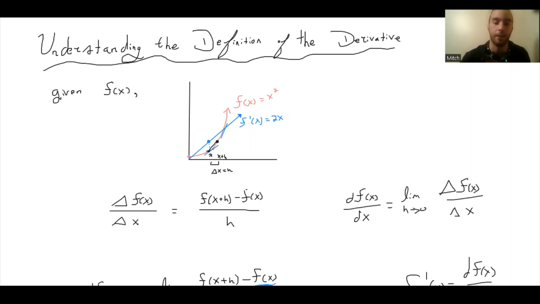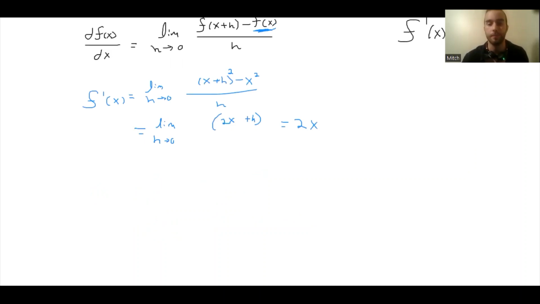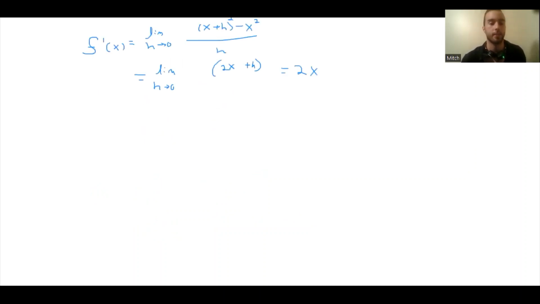So if I say this little tangent line here, at that point, x equals 3, what's its slope? Well, its slope is 2 times 3, it's 6, because it's given from that derivative. And that's the last thing I want to mention for this video: the tangent lines.